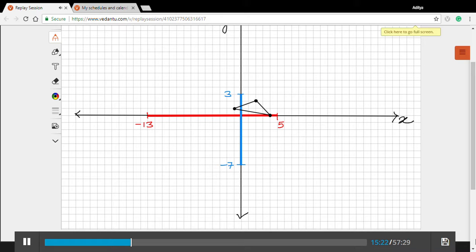And since it's an enlargement with respect to the origin, if you remember, I told you a rule. If the dilation is going to be performed with respect to the origin, you can directly multiply its coordinates by the scale factor. That's one way. The other way is the usual method: we join the sides and then enlarge, going in the same direction or in the opposite direction, by the given scale factor.